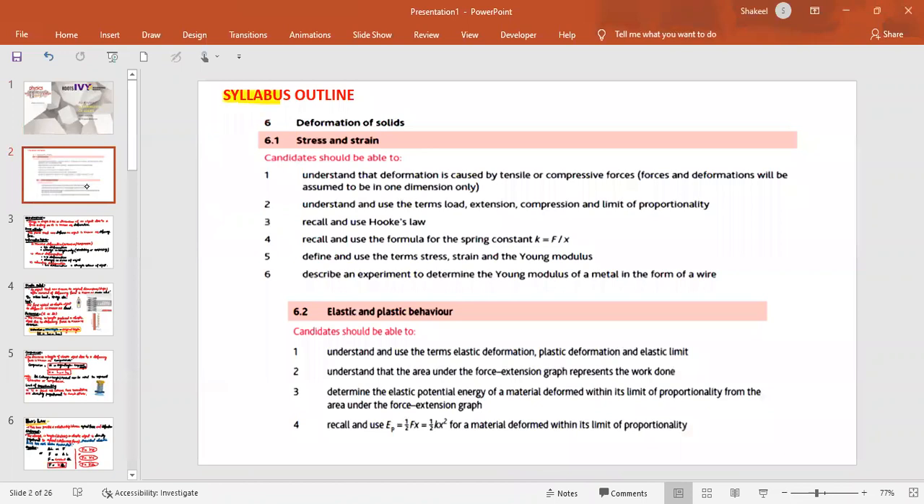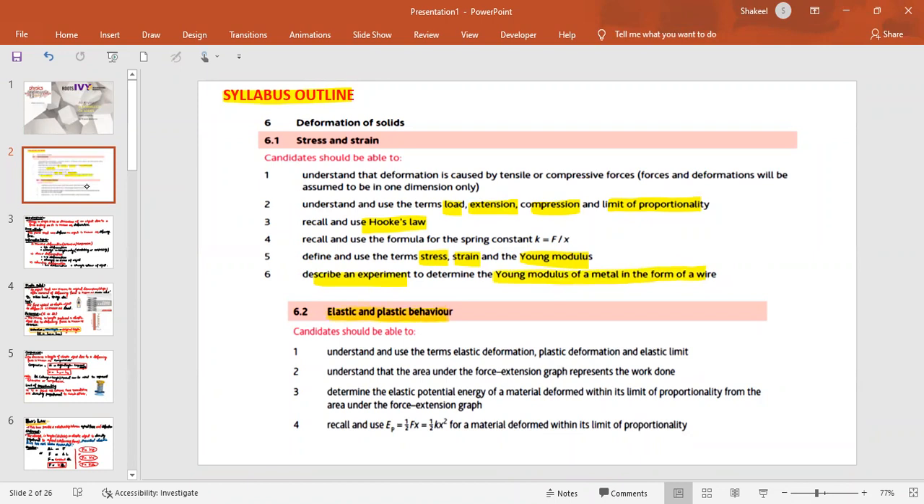So if we look upon the syllabus outlines, we have to look upon many things from O levels as well. Let's say we have to make ourselves familiar with load, extension, compression, and limit of proportionality in Hooke's law. Then we have to look at new terms from the AS syllabus: stress, strain, and Young modulus. We have to describe an experiment to measure Young modulus of a metal.